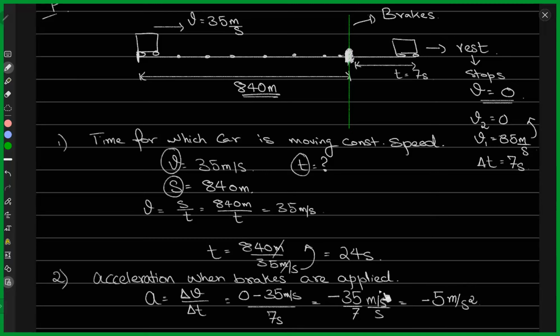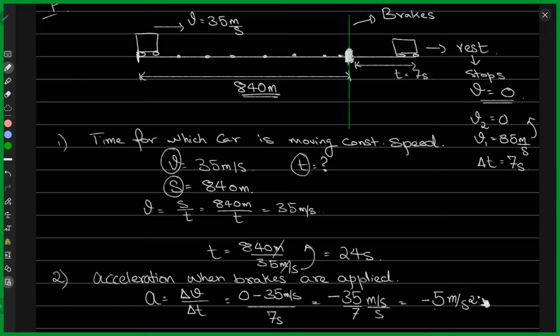But physically, the reason for this negative sign appearing is that the velocity is decreasing, right? Because you can see that the final velocity is 0 and initial velocity is 35. So that's why we got 0 minus 35. How can the final velocity be 0 if initial is 35? Only in this way, if the velocity was decreasing, right? And it is decreasing with 5 meters per second every second.